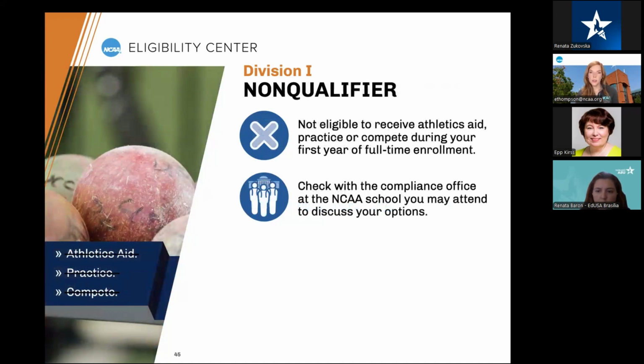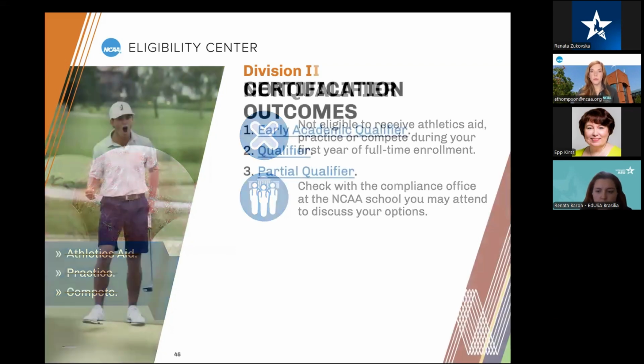And then a non-qualifier is defined as someone that did not meet those academic requirements that we mentioned earlier. So you would not be eligible to receive a scholarship, practice, or compete. Essentially, you could have no affiliation with the university's sports program or athletic department in that first year.